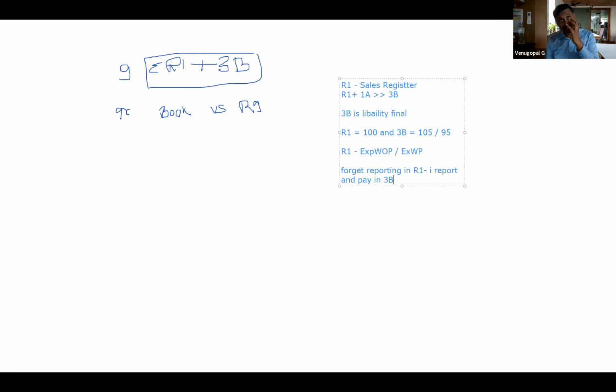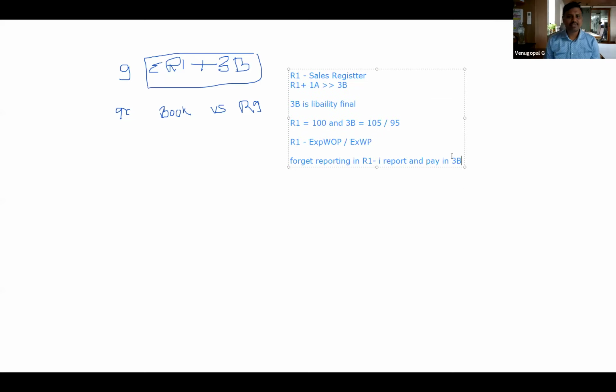When 1A is being there, is this possible? As long as 3B is not frozen, it will be possible. Now, in financial year 24-25, 3B was not frozen. By the way, Ashika, whatever I am writing on the screen, is this visible to all? Yes. All right. So that means in R1 something has gone wrong.